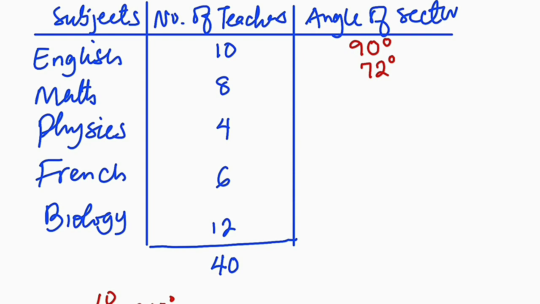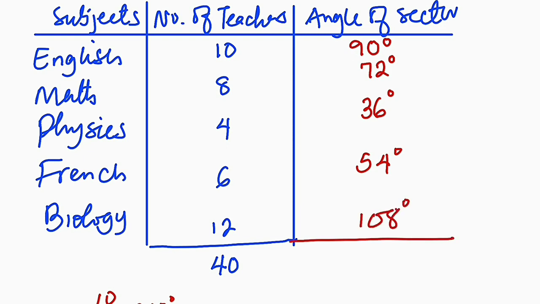We do for this one. We take 4, we divide by 40, we multiply by 360. That will give us 36 degrees. We take 6, divide by 40, multiply by 360. That will give us 54 degrees. And lastly, we take 12, we divide by 40, we multiply by 360. That will give us 108 degrees.